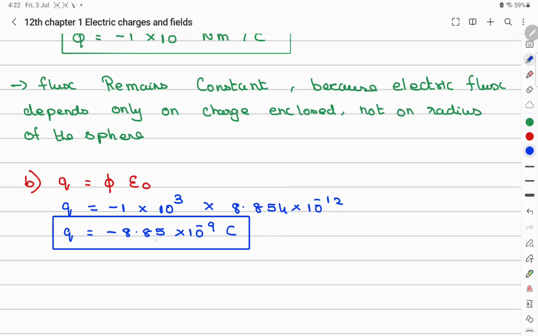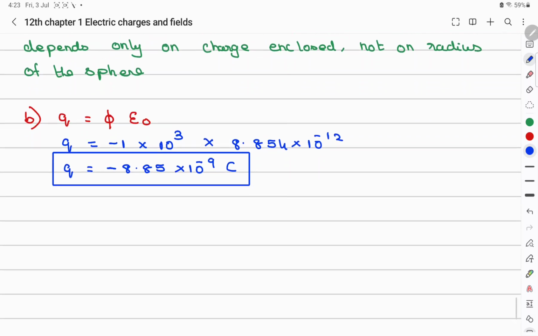So here they have termed it as negative flux. The flux is negative because the charge is negative. If it is a positive charge, the electric field lines will go outside, that means it's a positive flux. It will give you the positive flux. If it is a negative charge, the electric flux will come inward, so it will give you the value of negative flux. So here the charge must be negative.